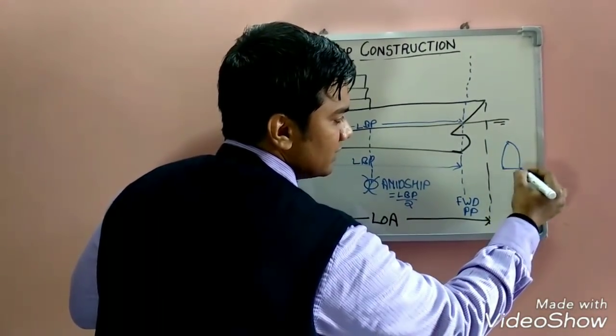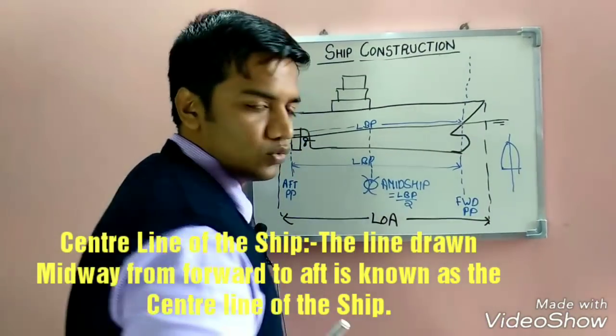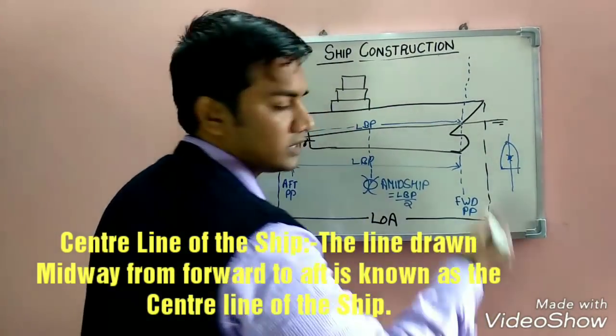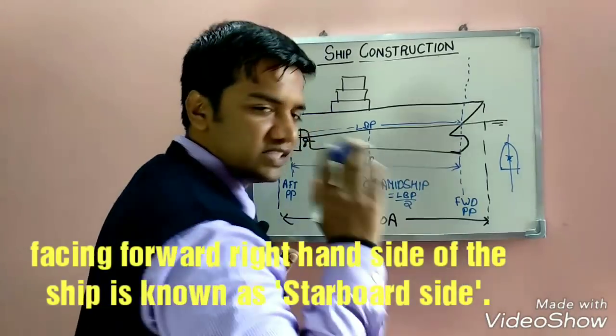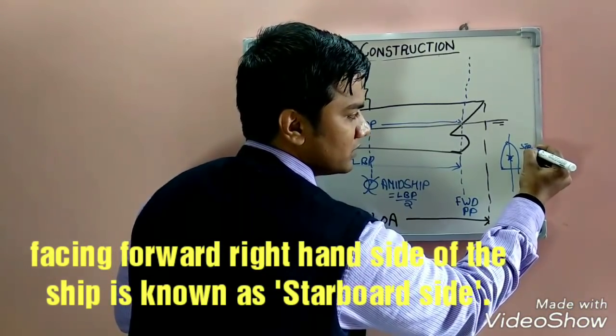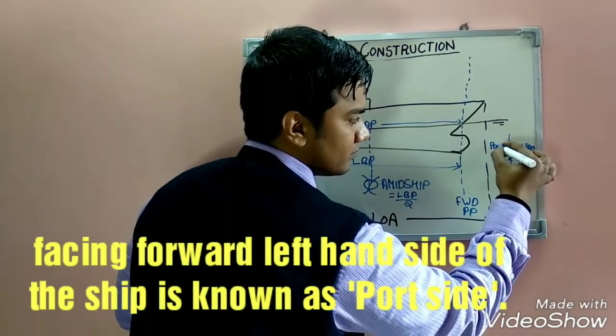Next definition is center line of the ship. It's an imaginary line drawn from forward to aft, passing through midship. That is your center line. Now, facing forward, right hand side of a ship is called the starboard side. This is the definition for starboard side. And facing forward, left hand side of a ship is called the port side.